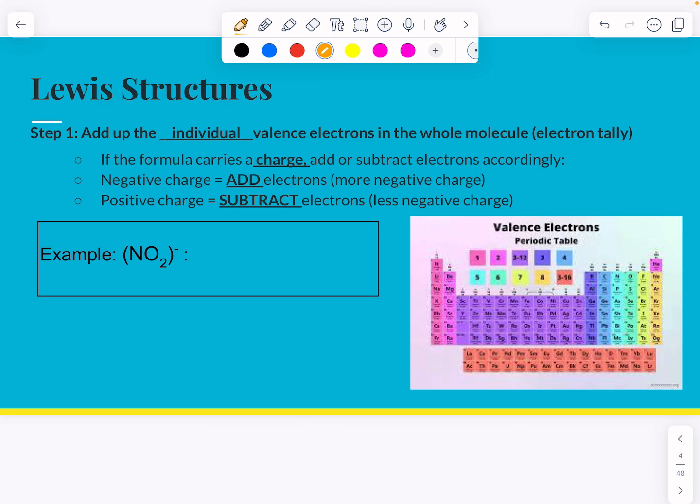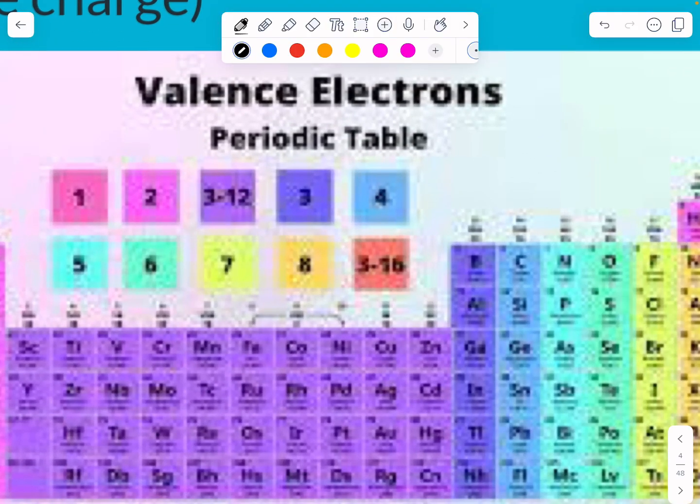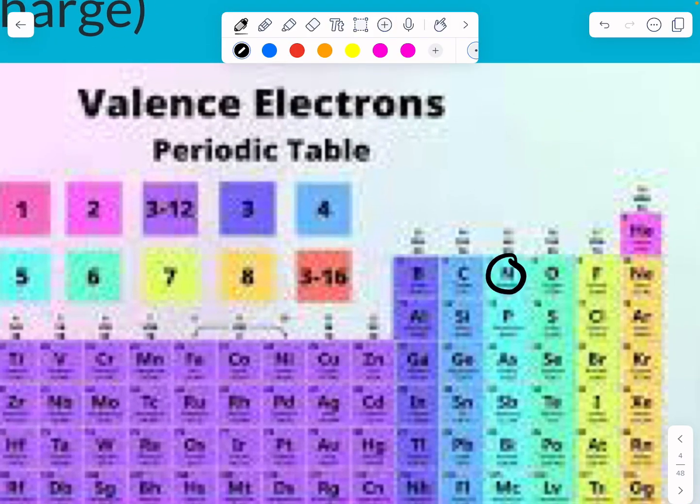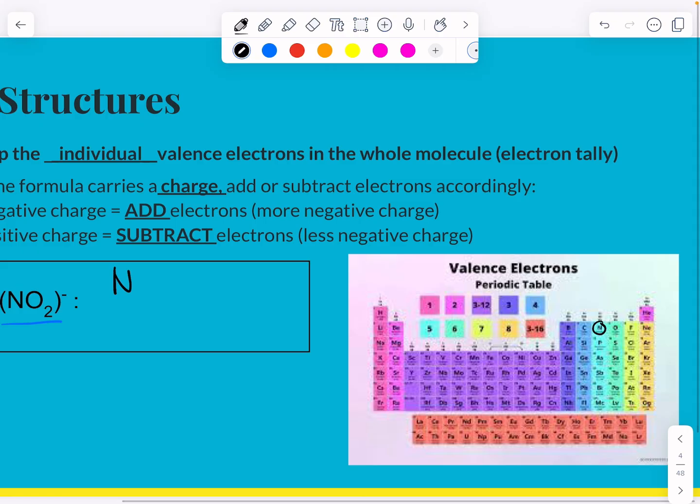So the first step is we need to know how many valence electrons those elements have, because valence electrons are the things that are involved in bonding. So if my molecule is NO2 with a minus charge, I would start by finding N on the periodic table. Let me zoom in here. Okay, this is nitrogen. And our trend for valence electrons, remember, goes 1, 2, skip, 3, 4, 5, 6, 7, 8. Okay, and since nitrogen is in the column with the 5, that means it has 5 valence electrons.